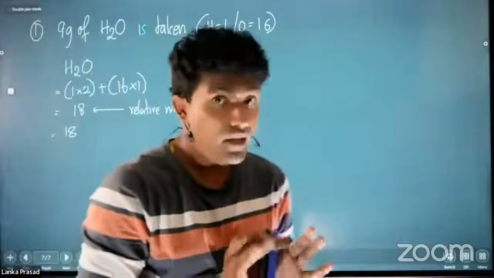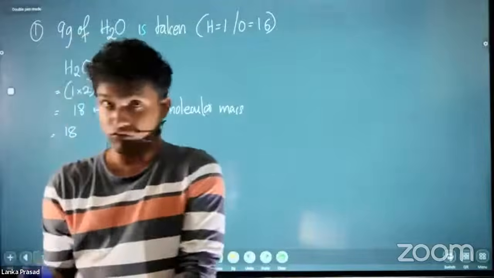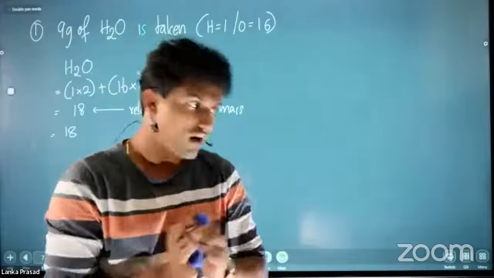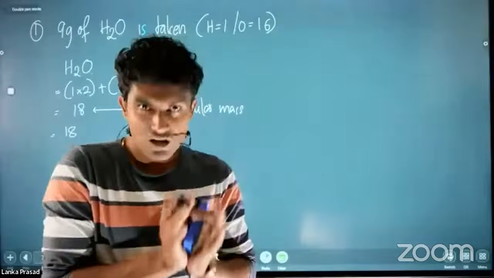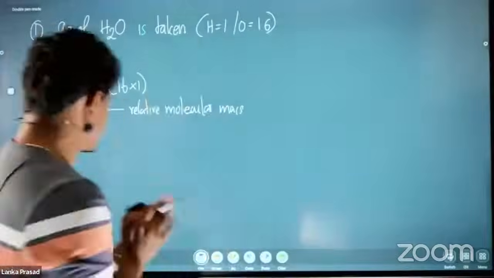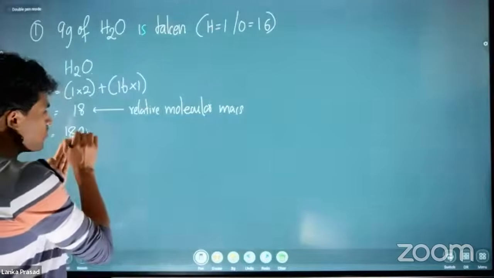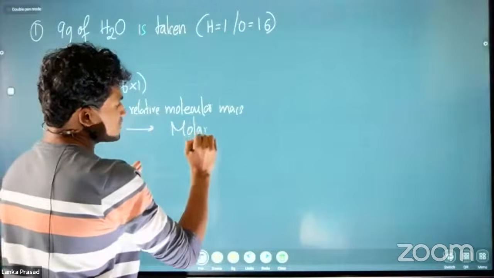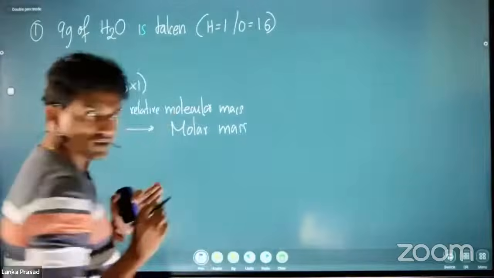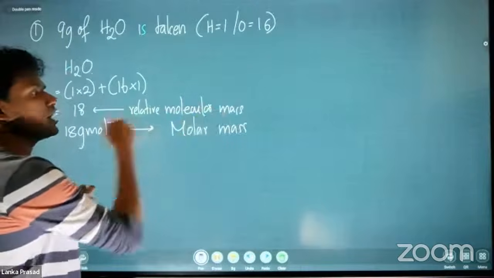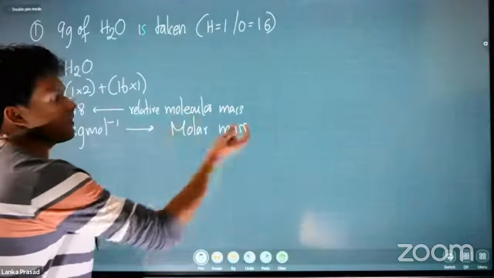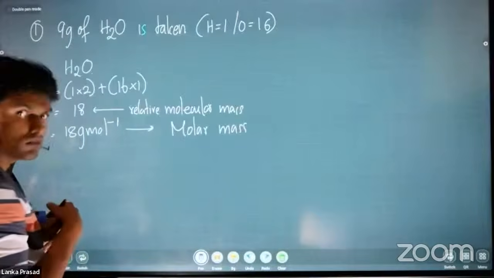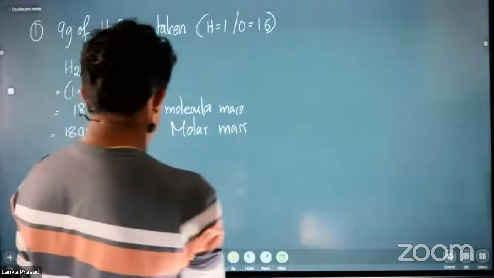18 means it's the mass of 1 mole of H2O. It's the mass of 1 mole. That's what we call molar mass. There is no unit for the relative molecular mass, but there's a unit for the molar mass. The unit of the molar mass is gram per mole. Got it? That's the meaning of molar mass.